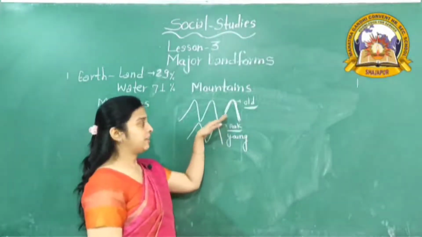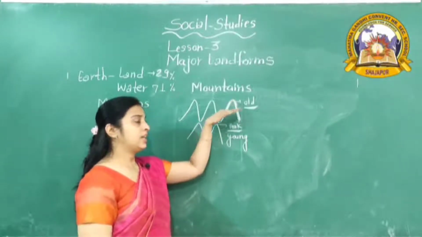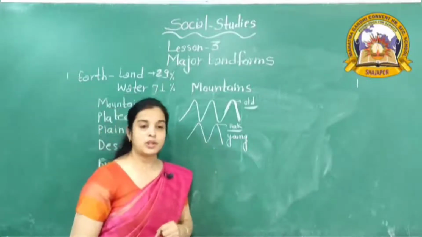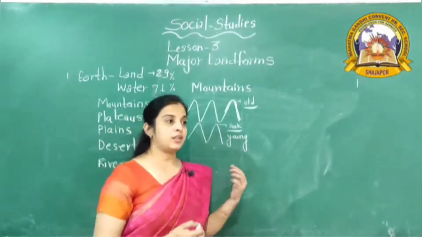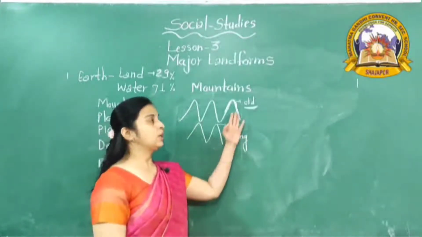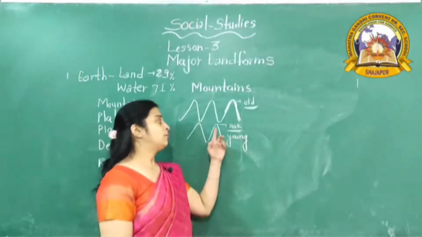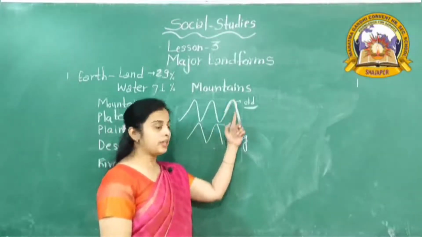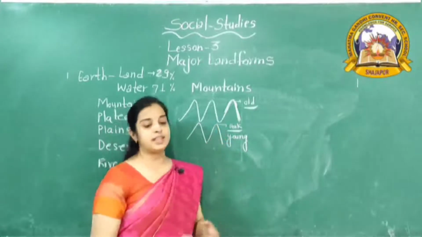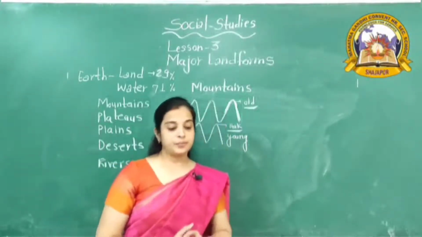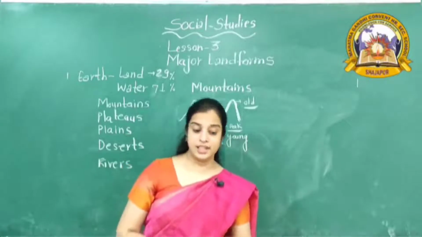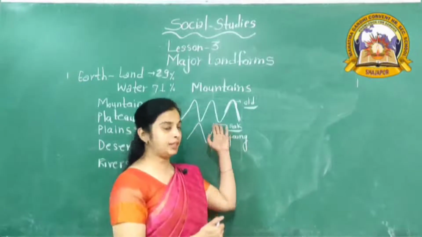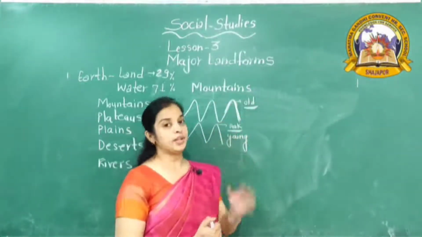Old mountains are low in height in comparison to young mountains. So according to their age, mountains are young and old. The height and shape of mountains depend on their age. Young mountains have conical peaks, old mountains have rounded peaks.